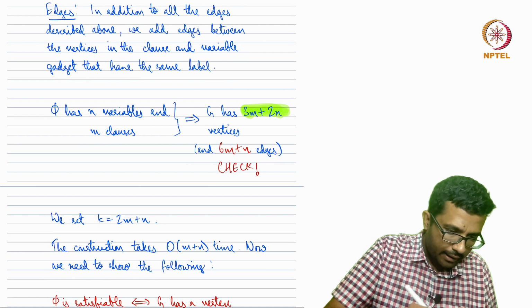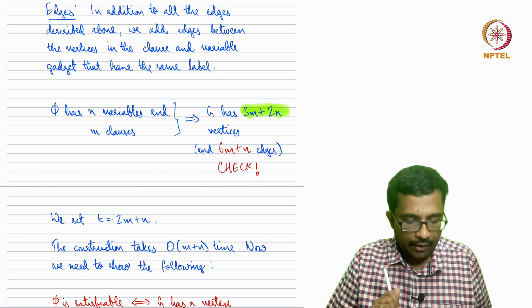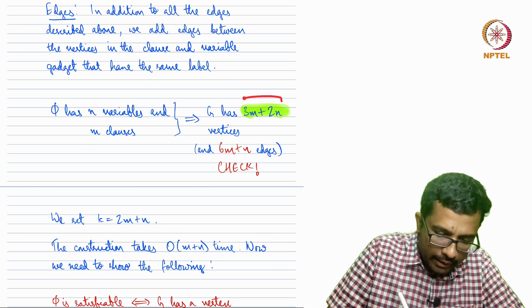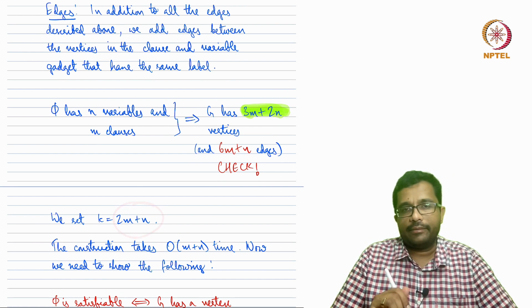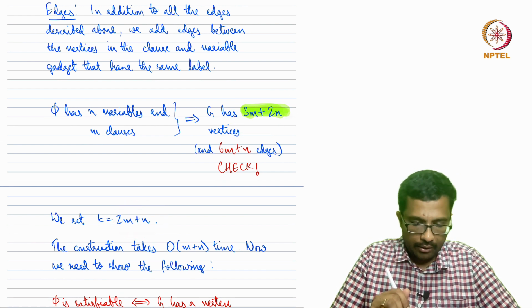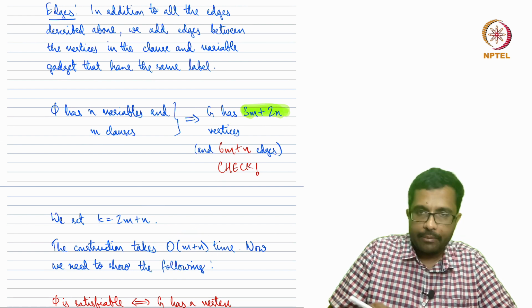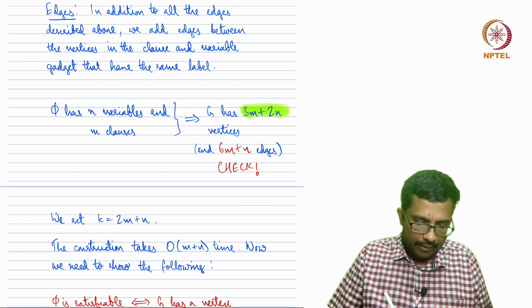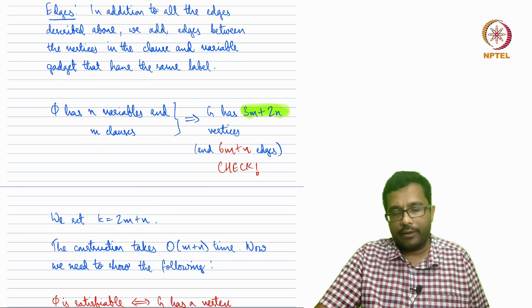Finally, what is our k going to be in the vertex cover instance? K is going to be 2m plus n. Notice the number of vertices is 3m plus 2n, but k is going to be 2m plus n, right? The construction is going to take order m plus n time, as I have already mentioned, and so it is polynomial time. This you can verify. I have already explained, but you can also verify.